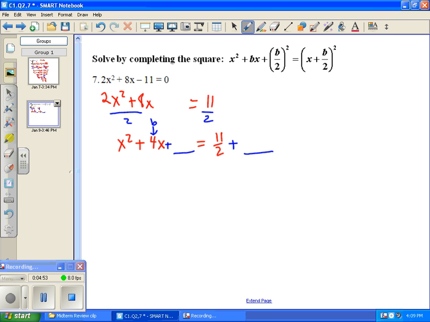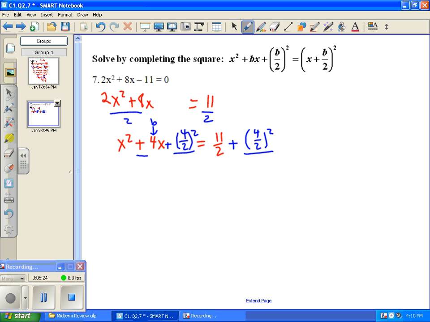To complete the square, what we have to do is b over 2 and then squared. So we're going to put right here b, which is 4 over 2 squared. And it's positive because the 4 is positive. If we had a negative b term, then we're going to put negative inside the parentheses. So we do the same thing on the other side.